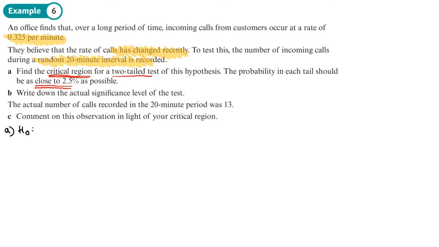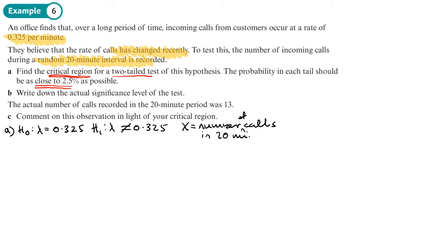Alright, so in this case, the mean number of calls is 0.325. We want to know, has that mean number of calls changed? Is it a not equal symbol to say that it's changed? In this case, X is going to stand for the number of calls in 20 minutes. So X is going to be our Poisson distribution, where the mean number of calls in 20 minutes is going to be 0.325 times 20. And when we work that out, we get 6.5.